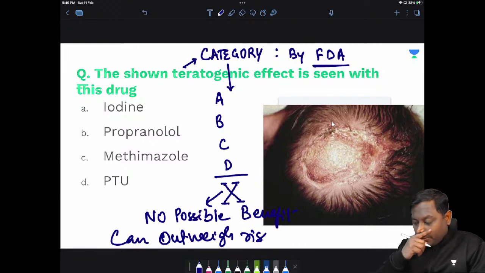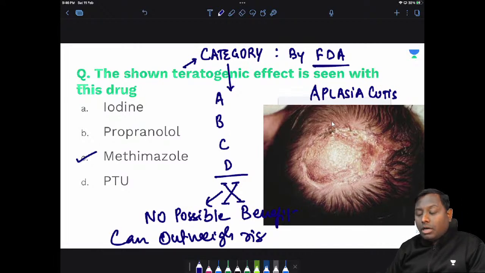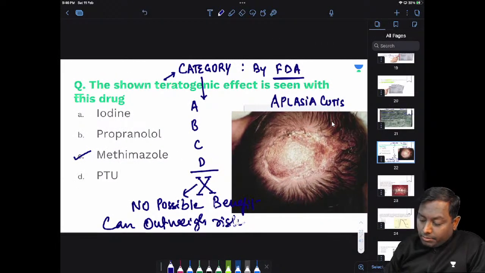Can you give me some example? Okay, this condition here is known as aplasia cutis, also known as scalp defect, associated with your methimazole. Other drug that can be associated with this one will be your carbimazole.